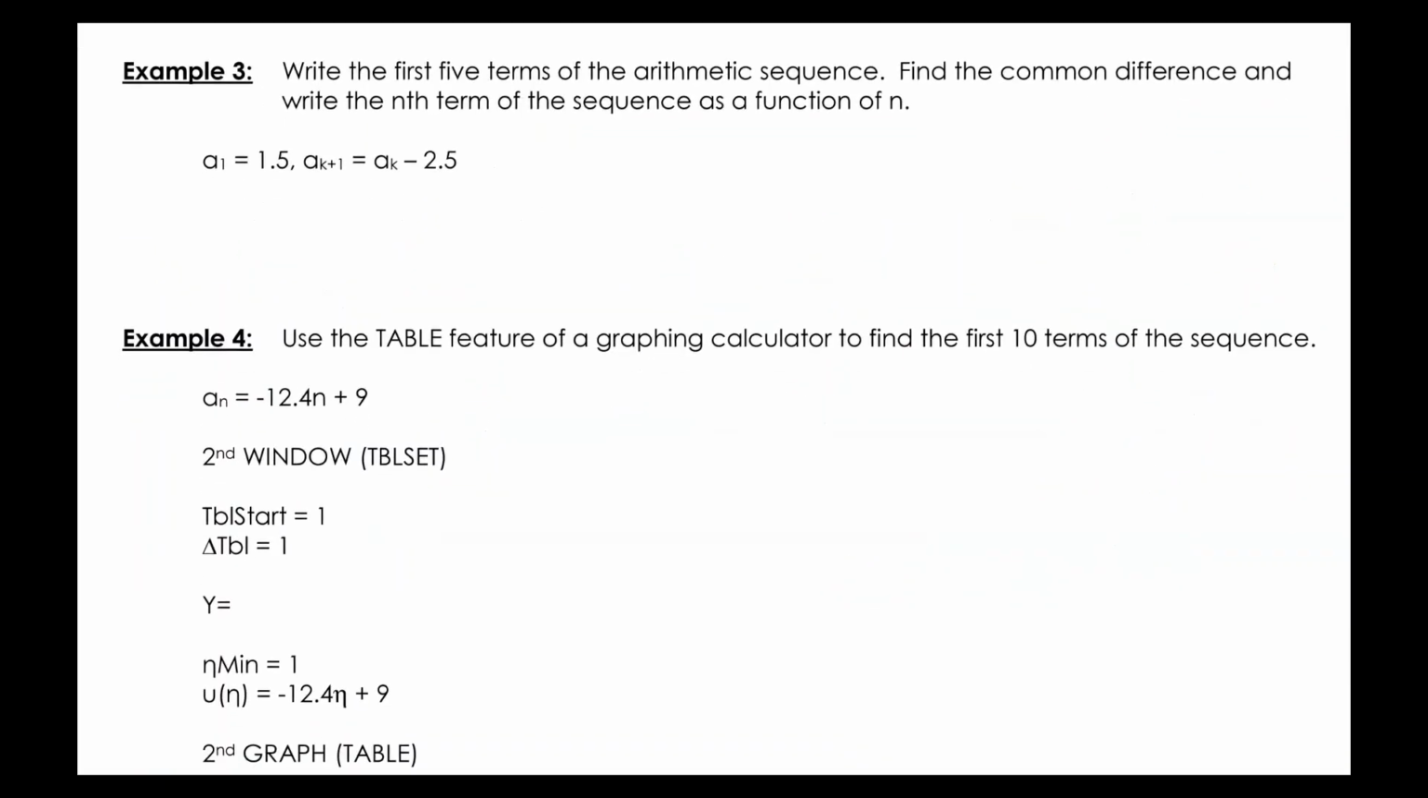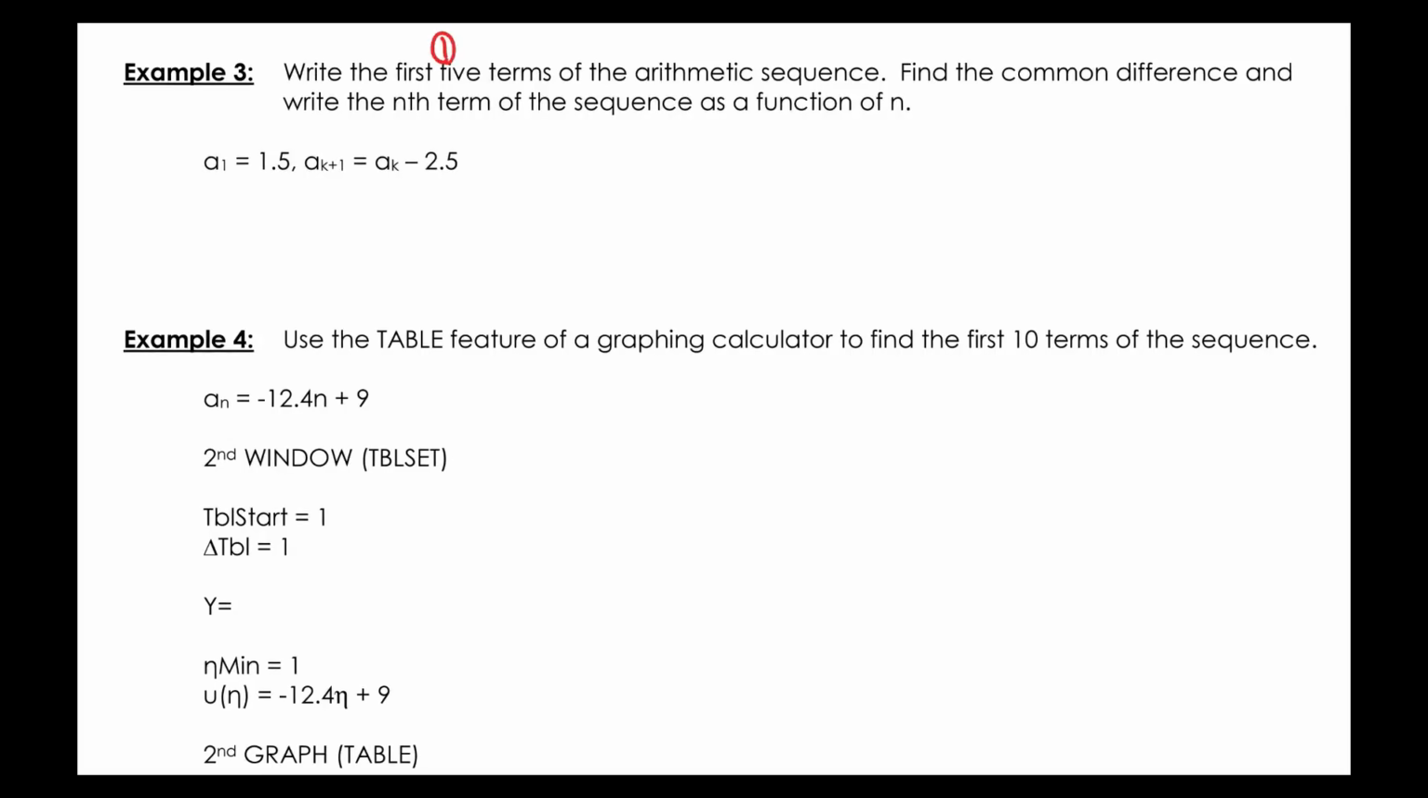Example 3 says to write the first 5 terms of the arithmetic sequence, find the common difference, and then write the nth term of the sequence as a function of a sub n. All right, so we've got 3 things that we have to do. So first we have to generate the first 5 terms, and then we need to formally state the common difference, and then write out the formula for the explicit function, which is a sub n is a sub 1 plus d times n minus 1. So that's what they're telling you there.